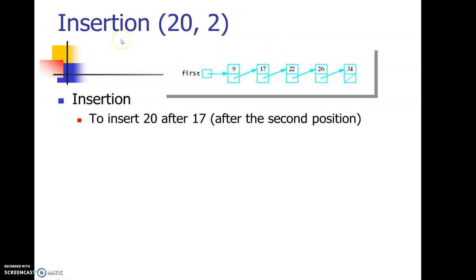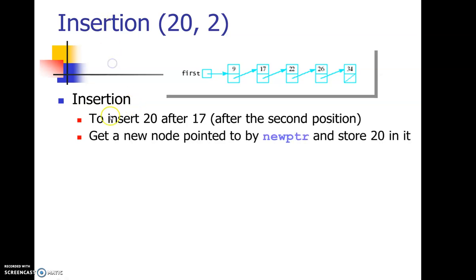So you can see that to do an insert operation, you have to provide 2 parameters. The first parameter indicates the value that you want to insert. The second parameter indicates where you want to insert this item. In this case, we are doing the insert of 20 and 2, indicating I want to insert the item of 20 after the second location.